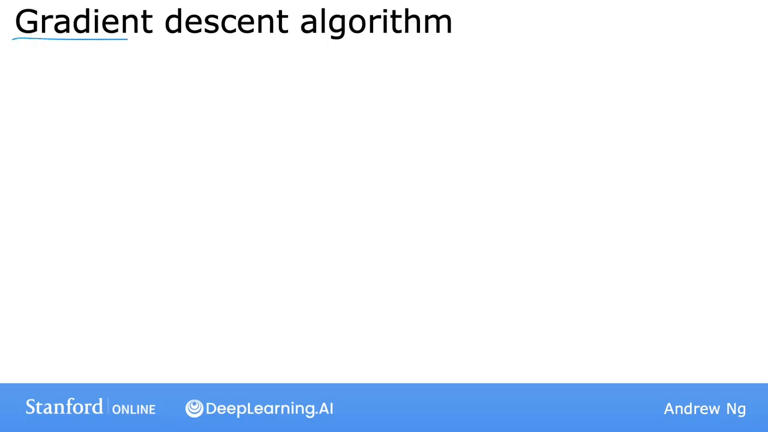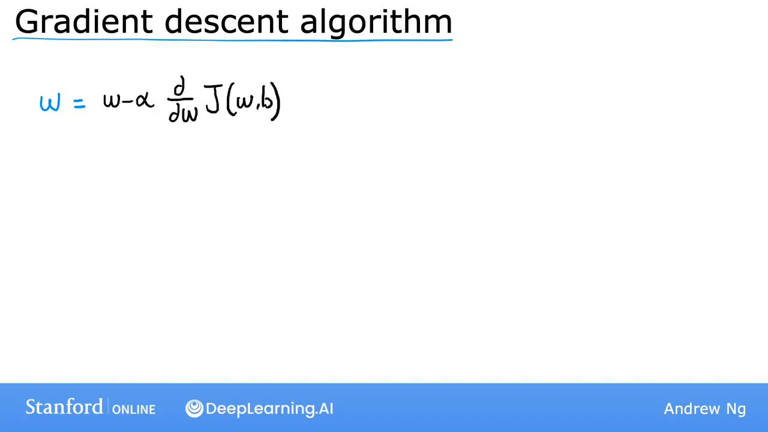Let's take a look at how you can actually implement the gradient descent algorithm. Let me write down the gradient descent algorithm. Here it is. On each step, w, the parameter, is updated to the old value of w minus alpha times this term d over dw of the cost function J of w, b. So what this expression is saying is, update your parameter w by taking the current value of w and adjusting it a small amount, which is this expression on the right, minus alpha times this term over here, okay?